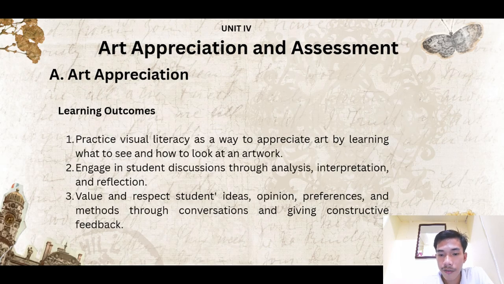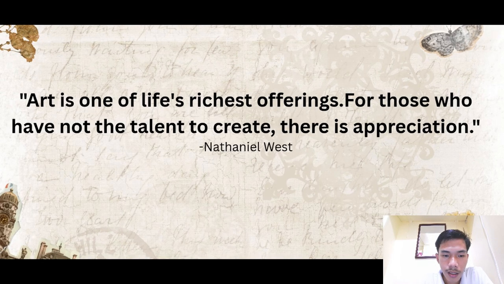According to Nathaniel West, art is one of life's richest offerings for those who have the talent to create. There is appreciation. This quote serves as a powerful reminder of our role as educators. While we focus heavily on the mechanics of our classroom layout, the visual schedule we use to help our students succeed, and the technology we use to make our demonstrations accessible, the ultimate goal is to nurture the appreciation of every child.